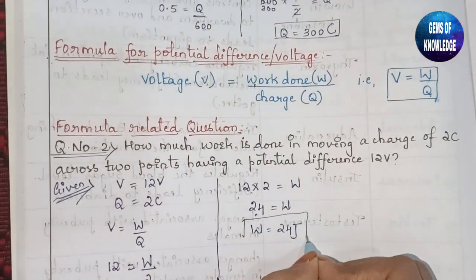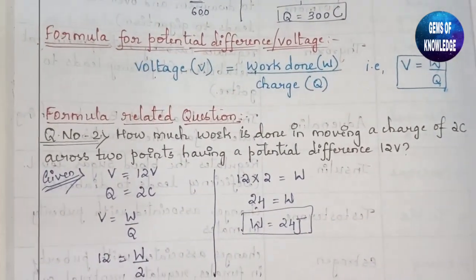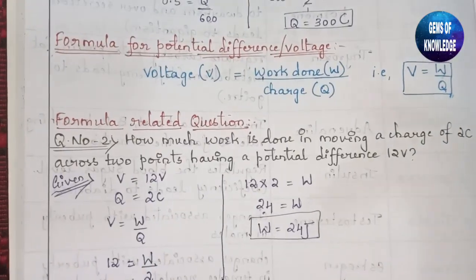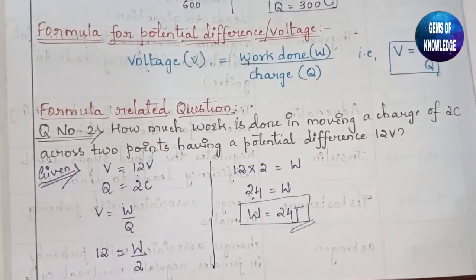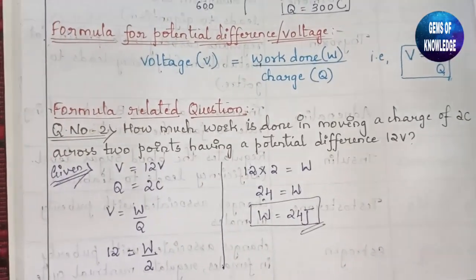What is J? J is joules. Whatever work is done is always measured in joules, so this is the SI unit of work done. Okay, moving to the next question.